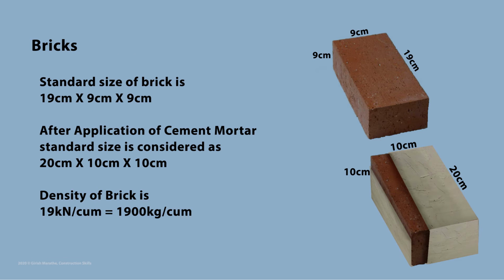The standard size of brick is 19 cm by 9 cm by 9 cm. After application of mortar, the size becomes 20 cm by 10 cm by 10 cm. Density of brick is 19 kN per cubic meters or 1900 kg per cubic meters.